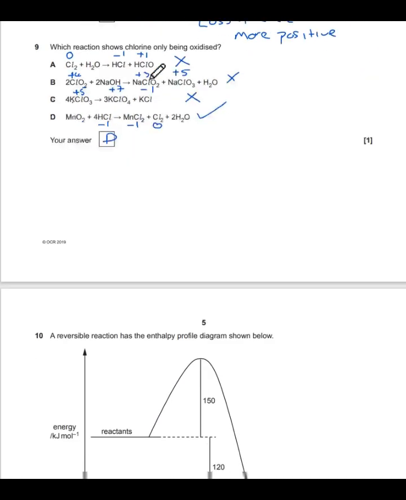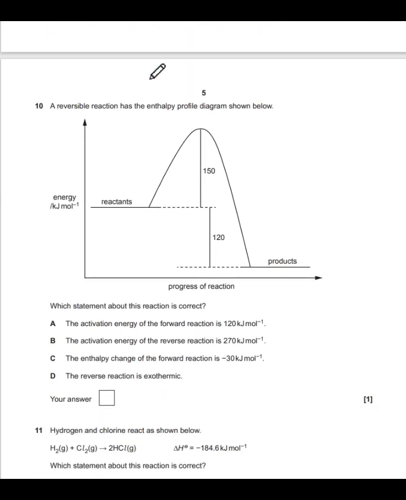And the last question in this part of the video is this question about a reversible reaction. We've got the enthalpy profile diagram shown below. We've got some statements. We've got to identify which one is correct. So the activation energy of the forward reaction is 120. Activation energy is this line here. We've got an answer 150 there, so this one is not correct. The activation energy of the reverse reaction is 270. So if we start from here and go all the way to the top, the total energy is 120 plus 150, which does equal 270. So this one is my favourite one so far.